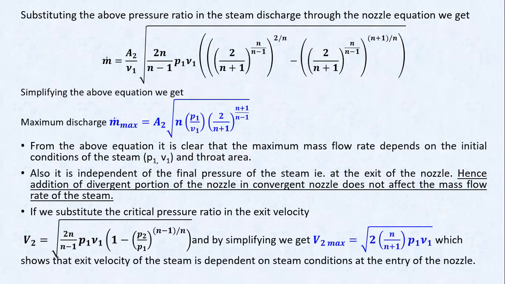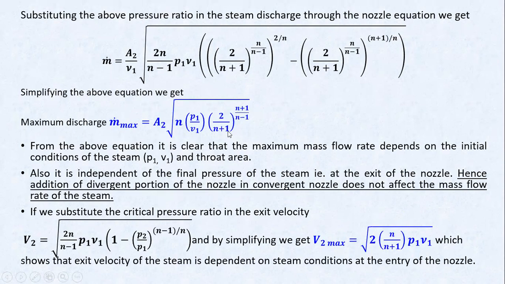And from this we can see that this mass flow rate equation, or the discharge equation, is independent of the pressure at the throat, and it depends only on the inlet conditions. Hence, since it is independent of the pressure, the addition of the divergent portion to a convergent nozzle will not affect the mass flow rate of the steam.